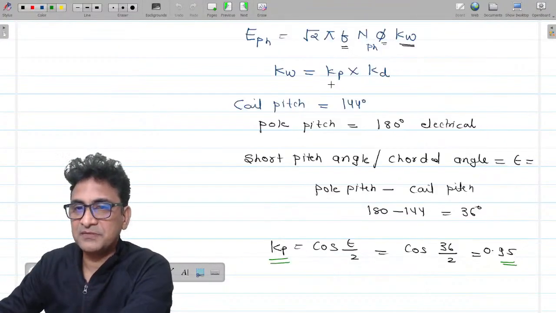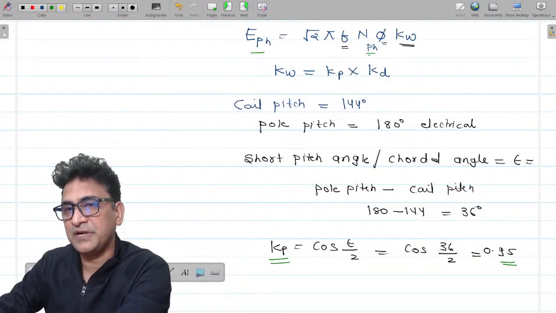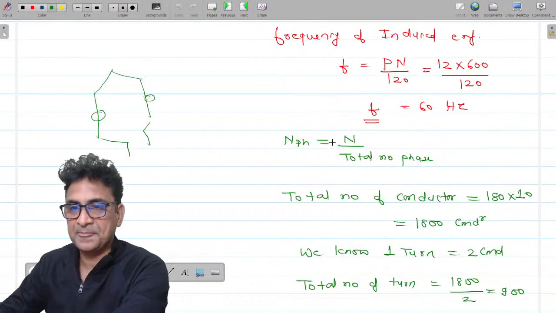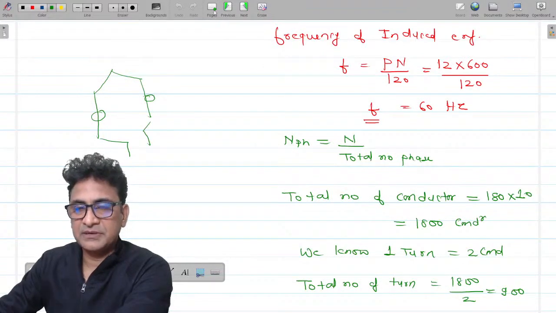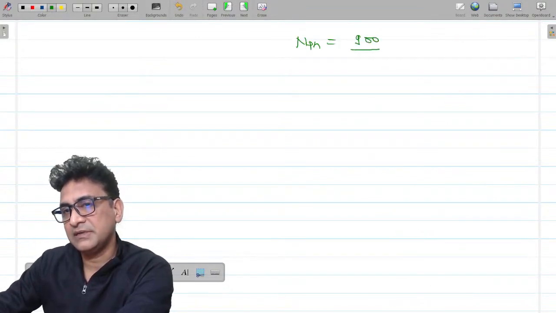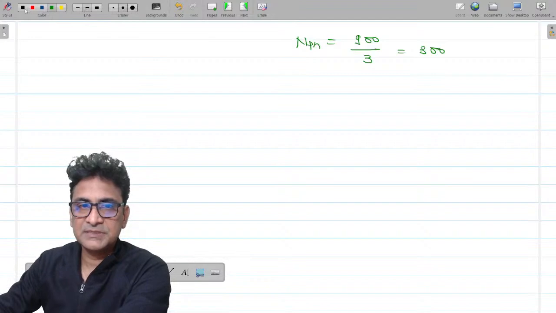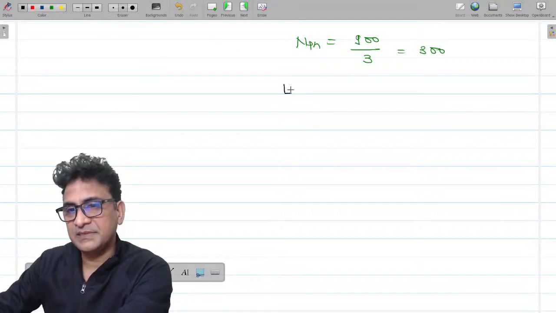But in this formula we have to find the total number of turns per phase, because we are going to find the induced EMF per phase. So let us find the total number of turns per phase. If the machine has 900 total turns and the total number of phases is 3, so NPH becomes 300. Now just put the values in the formula.